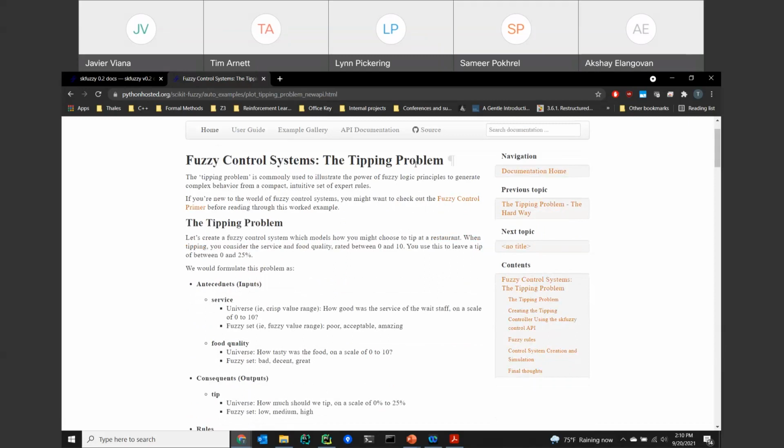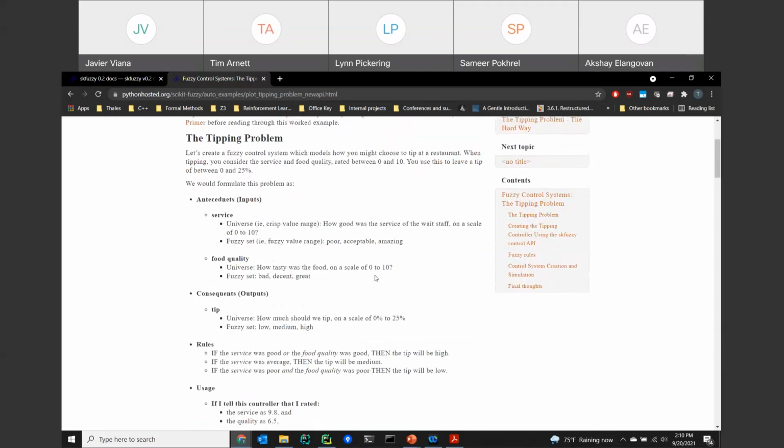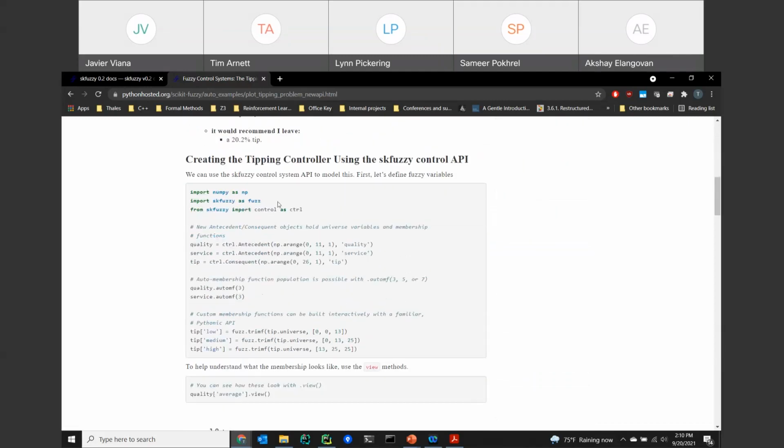which is a classic problem in fuzzy control. And this is a problem that deals with how much to tip at a restaurant. You can read a lot about the problem, but really what I want to focus on is how you would actually implement this. So if we go down to the code, what they're doing is assigning variables and membership functions. So we have quality, service, and tip. So these are the inputs, quality and service. That's why they're antecedents. And then consequent for the output, which is tip.